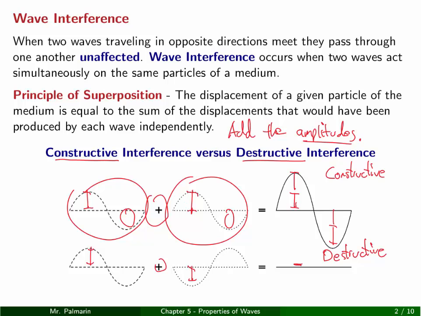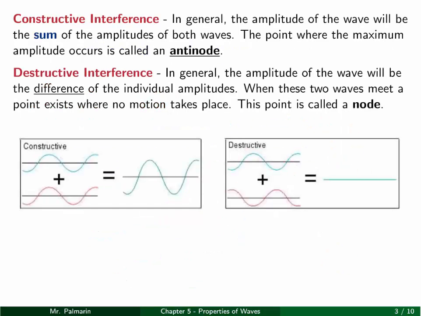Okay, so a couple more pictures talking about this. By the way, the point where the maximum amplitude occurs is called the antinode. So that would be these guys, maximum amplitude. The point where there is no motion, or the point that crosses the horizontal axis, is called the node, which would be these guys, or here. Here are the nodes.